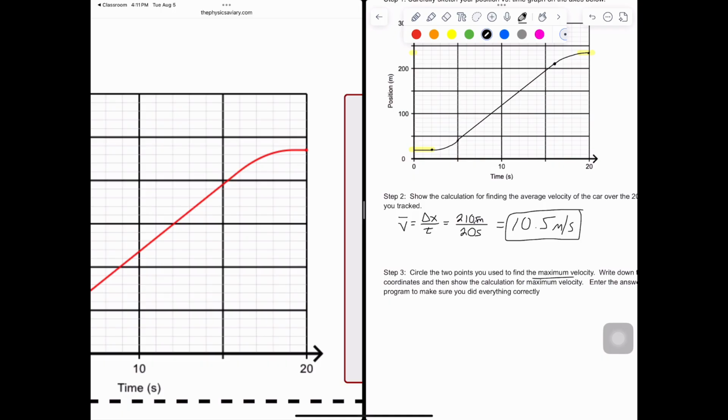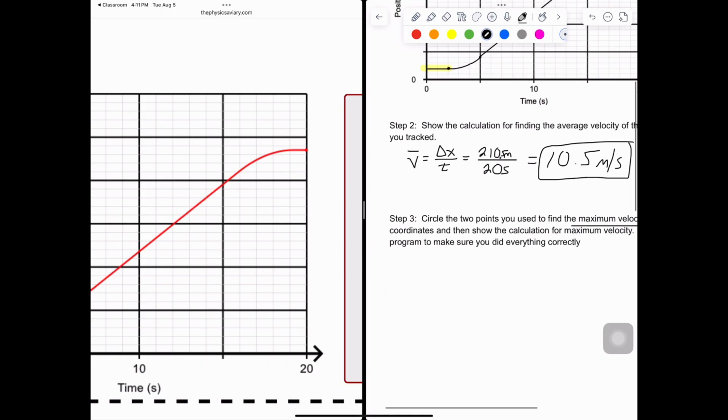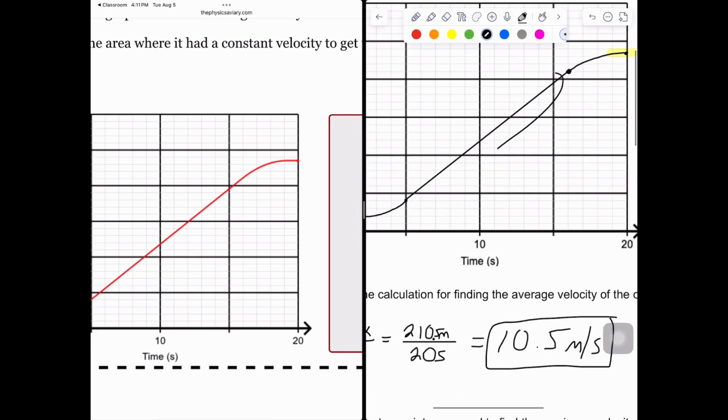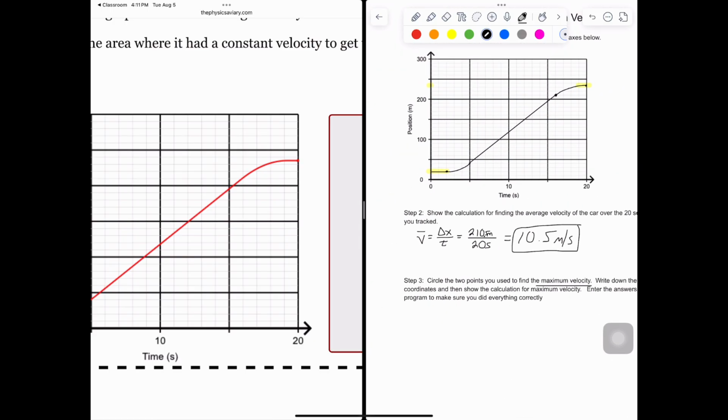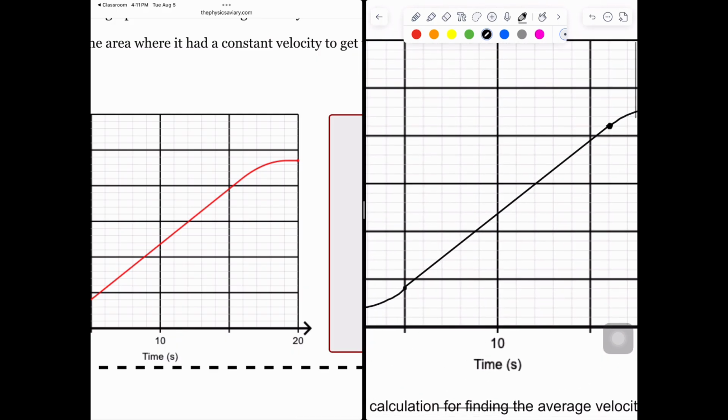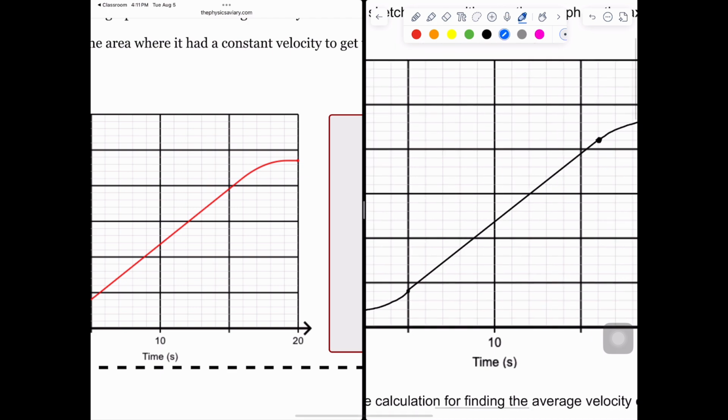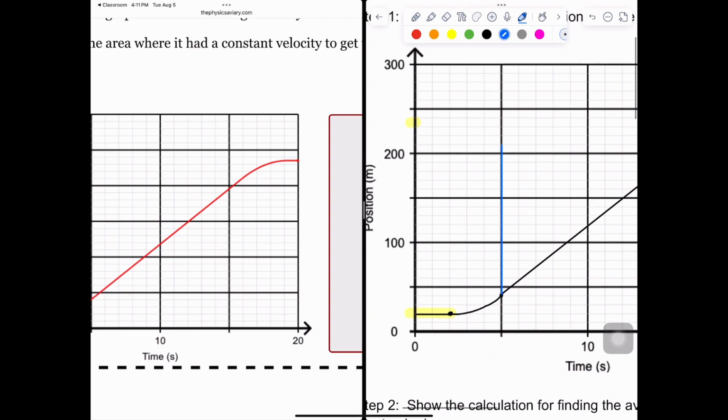Now, to find the maximum velocity, that's going to basically be the slope. That's going to be the slope of this part right here. Okay, that's going to be our maximum velocity. So let's find that slope. Now, for me, I would basically find the slope between those two dots right there. Find the slope between the two dots where it ended the curve at the bottom and began the curve at the top.